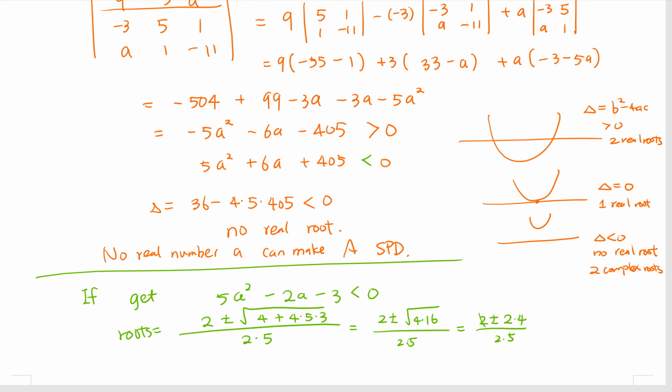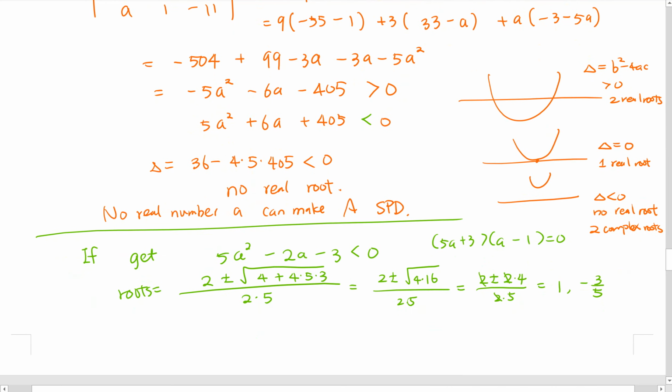So you can see we can cancel the 2. Then we get either 1 plus 4 over 5, that's 1, or 1 minus 4 over 5, which is negative 3 over 5. Oh, nice number. So which means we can actually factor it. Let's check. 5a and a, and then minus 5 and plus 3a, we get 2a. Yes. So these are the roots, and it matches with our roots.